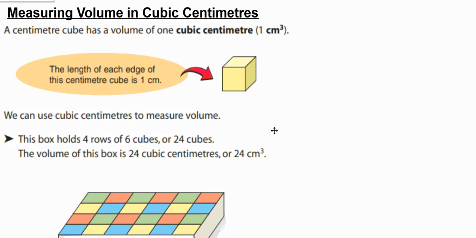So a centimeter cube has a volume of 1 cubic centimeter. If you think of those colorful blocks, they are 1 centimeter by 1 centimeter by 1 centimeter. So no matter which side of it I measure, it's going to be 1 centimeter in length. So we use cubic centimeters as a way to measure volume, or how much room there is inside a shape.